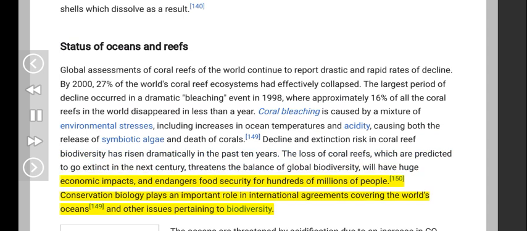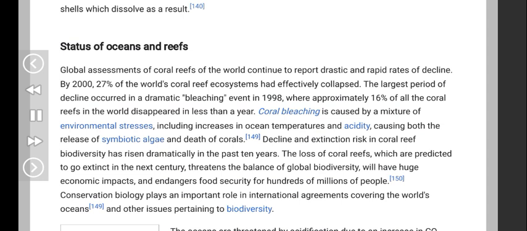Conservation biology plays an important role in international agreements covering the world's oceans and other issues pertaining to biodiversity. The oceans are threatened by acidification due to an increase in CO2 levels. This is a most serious threat to societies relying heavily upon oceanic natural resources. A concern is that the majority of all marine species will not be able to evolve or acclimate in response to the changes in the ocean chemistry.